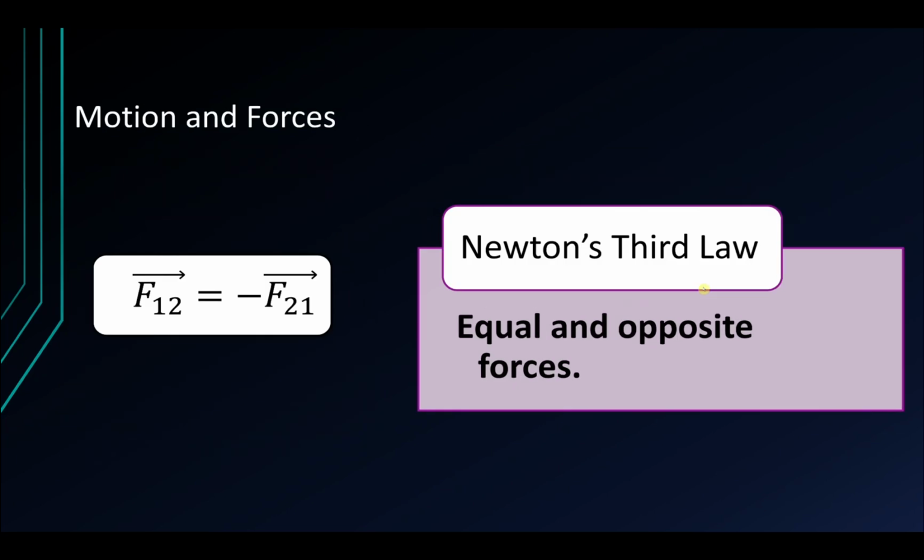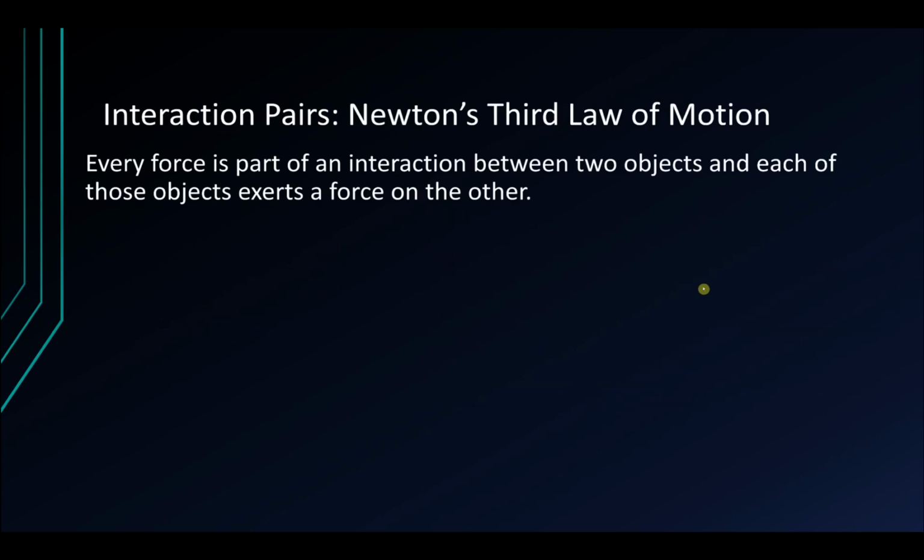And then you have Newton's third law, which is the law of equal and opposite forces. The force acting on object 1 from object 2 is going to be equal in magnitude and opposite in direction from the force acting on object 2 from object 1. So this is the idea of interaction pairs. Every force is going to be part of an interaction between two objects, and each of those objects exerts a force on the other.